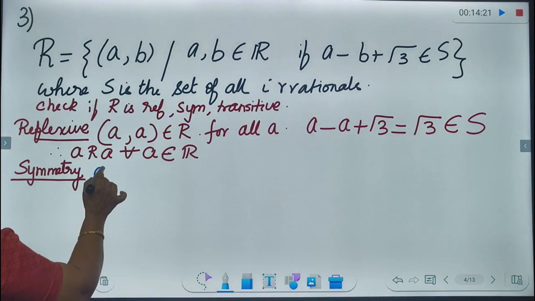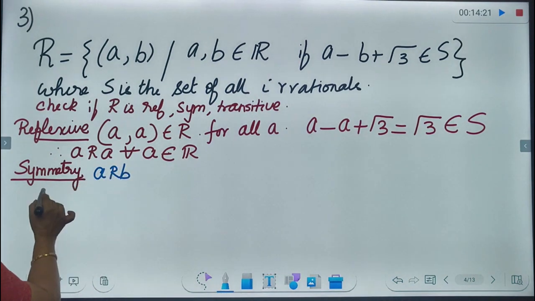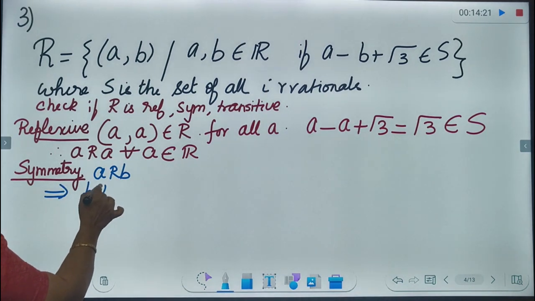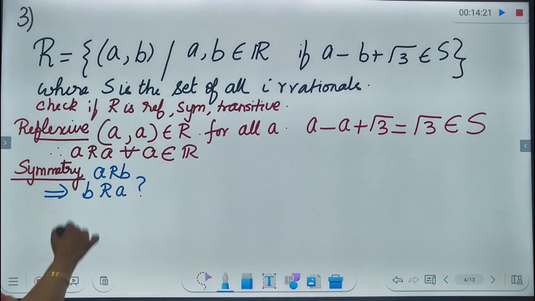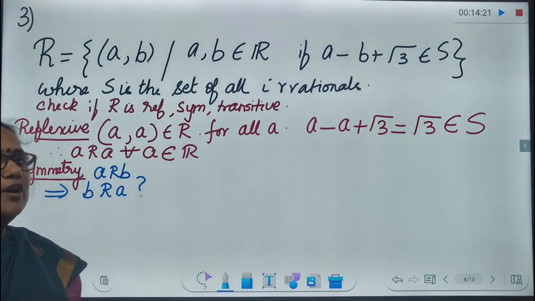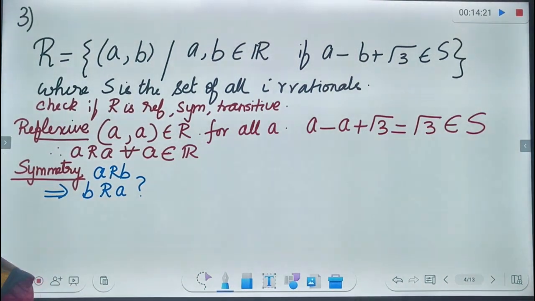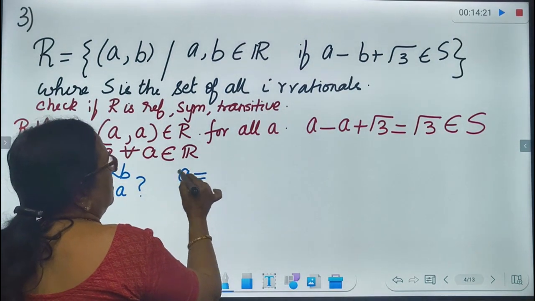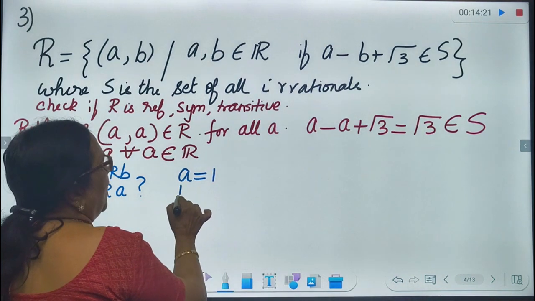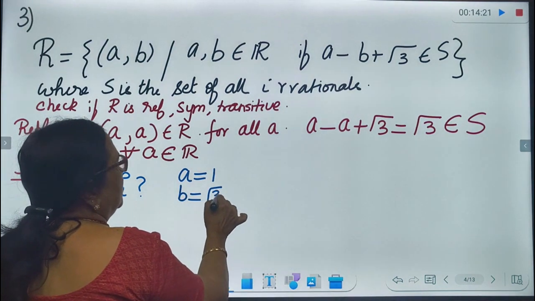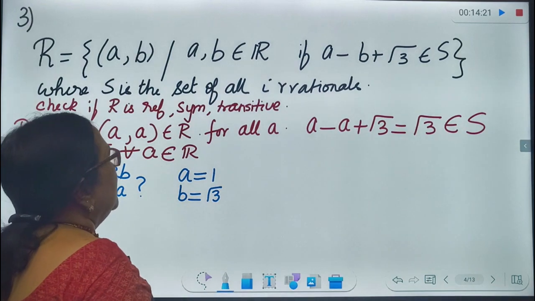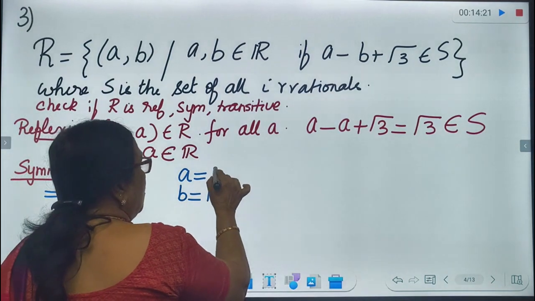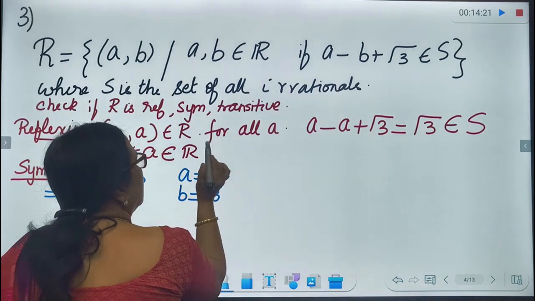That means what? If A is related to B, does it imply B is related to A? So we are asking a question. If you get a doubt that it is not true, then you have to give a counter example. So let me choose A equal to 1 and B equal to root 3. Or first A equal to root 3 and B equal to 1.